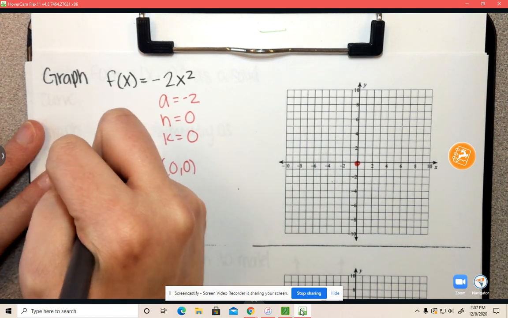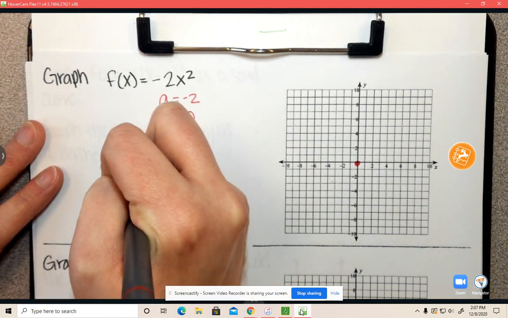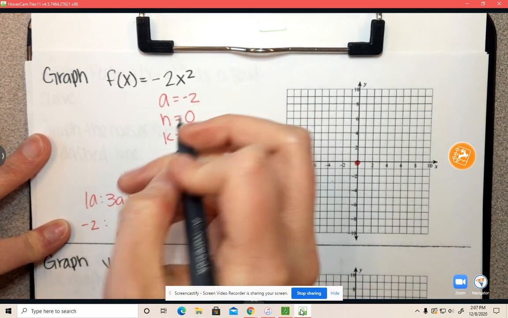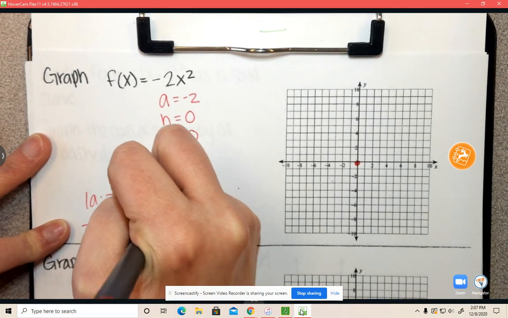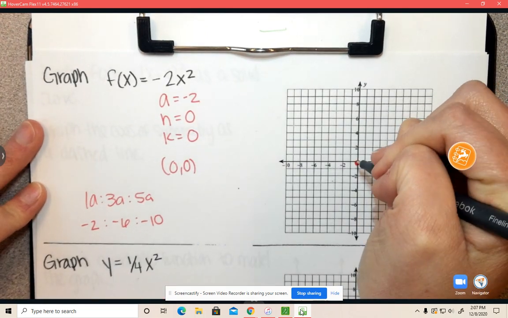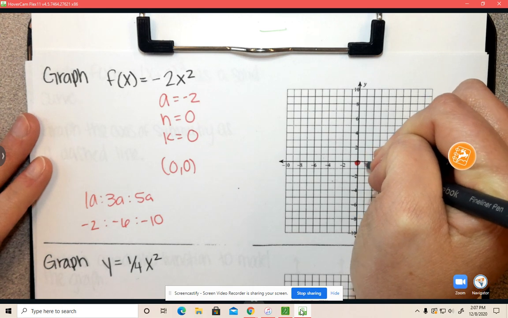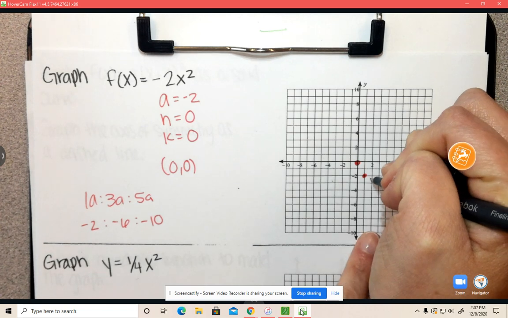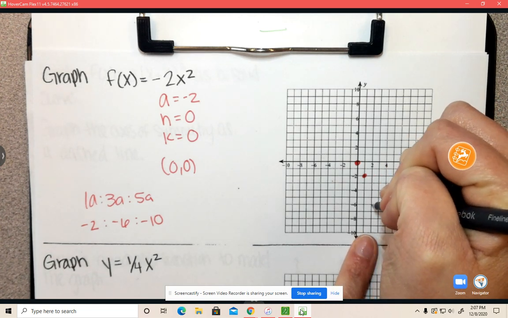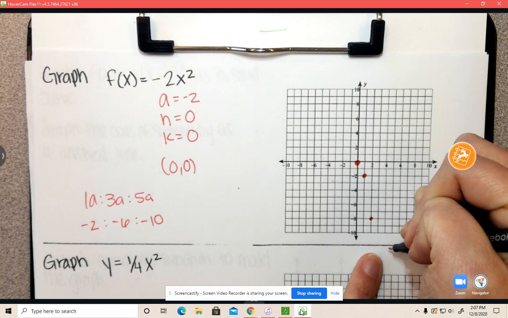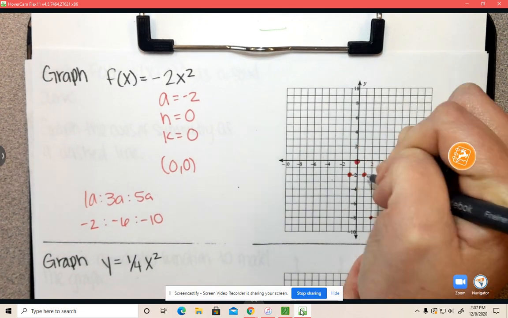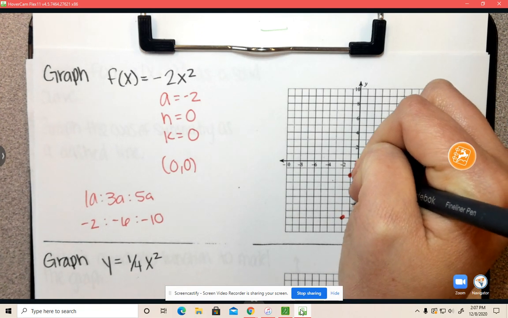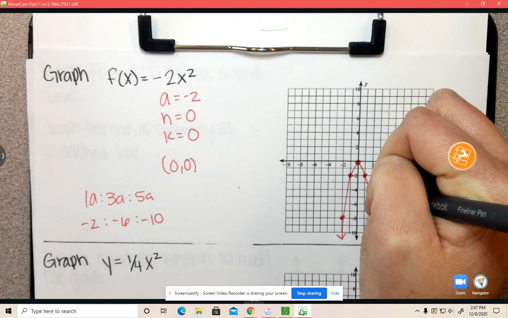And then we have 1A, 3A, 5A. So 1 times A is -2. 3 times A is -6. And 5 times A is -10. So from here, I'm going to go over 1, down 2. Over 1, down 6. And then I've run out of room, so I don't have to go any farther. I'm going to just reflect or mirror the other side. Connect that to make my U shape.